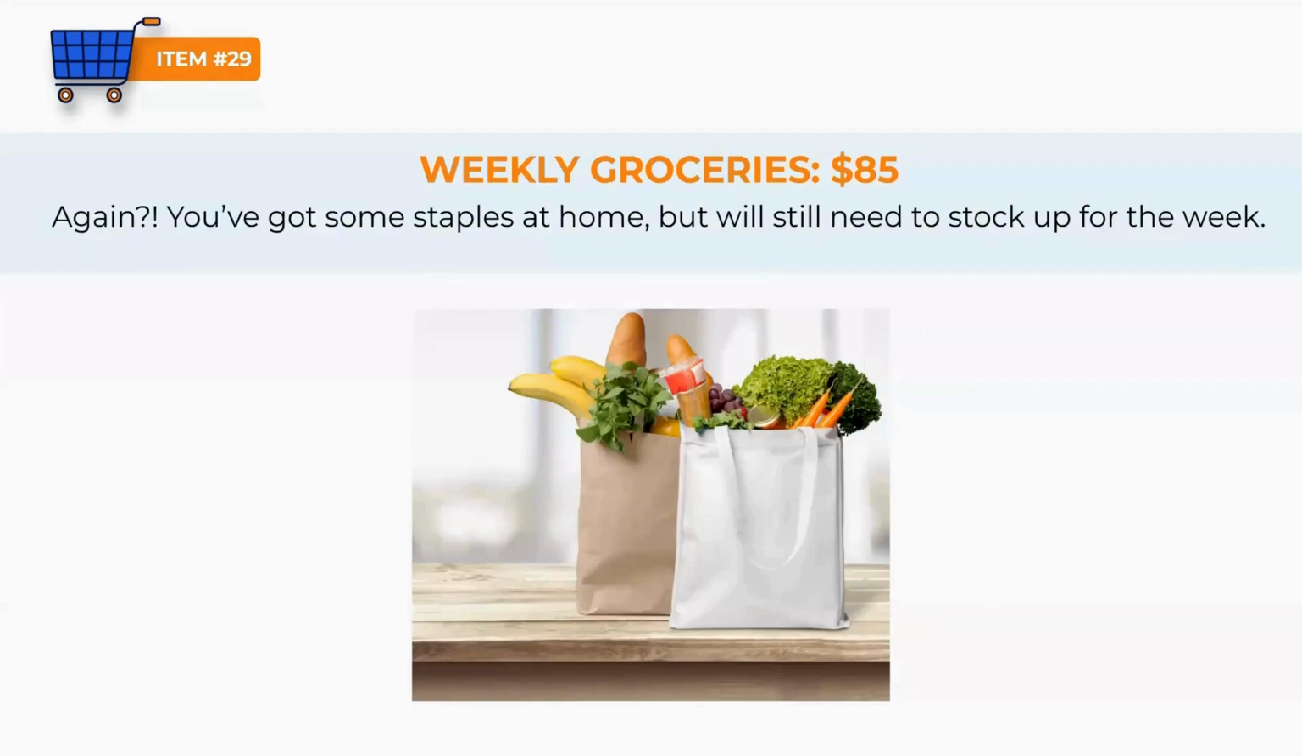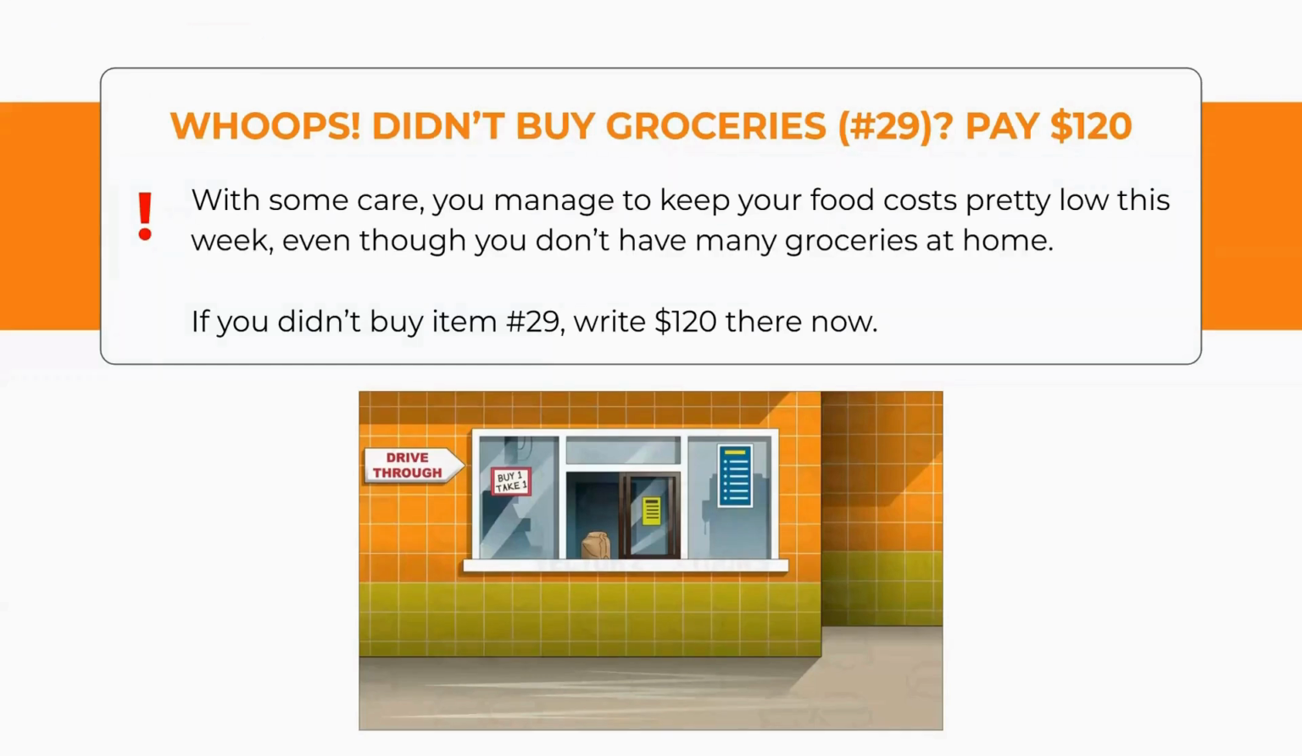Item number 29. Weekly groceries, $85. Again, you've got some staples at home, but you will need to stock up. This is reality, by the way, folks. I ate all my dad's food. If you did not buy groceries, by the way, you pay $120. That's on number 29.